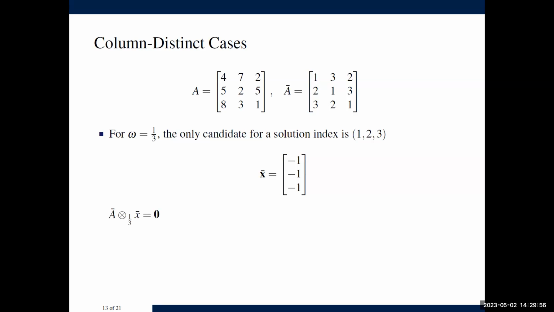Now, remember that this factor X bar is still the candidate, so we need to check the multiplication, and for this example it is actually satisfied. That's why this one is the solution for A bar. Now we go back to the matrix A. How to do that? Simply do the same, because the solution index is 1, 2, 3 here. So the solution is -4, -2, -1.